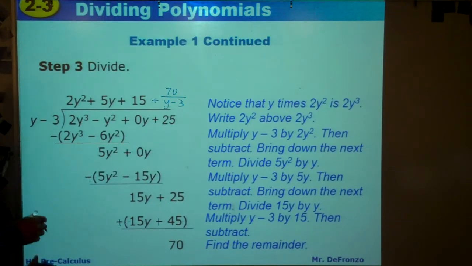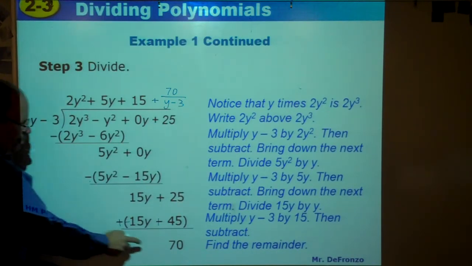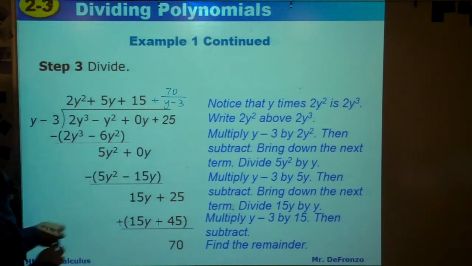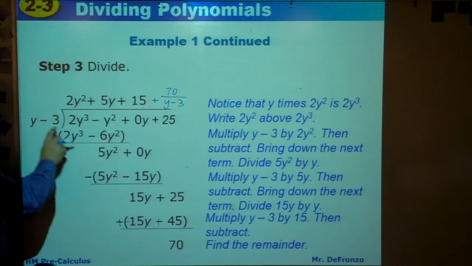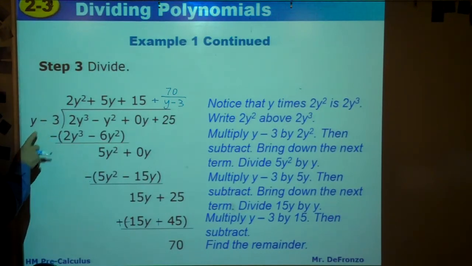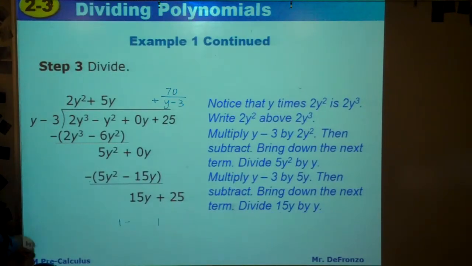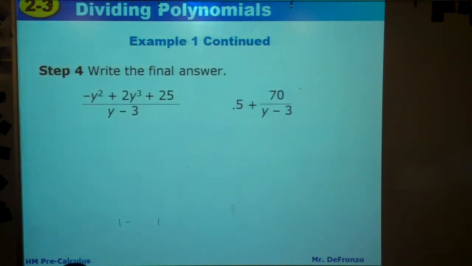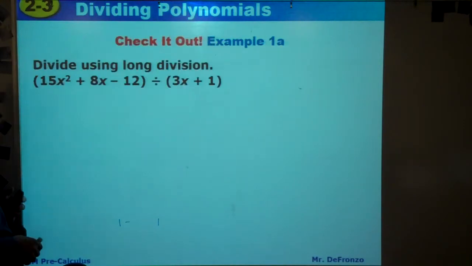Remember, if this was a number, if we were dividing by 3 and we had a remainder of 2, we would have to do plus 2/3, right? We put our remainder over our divisor. Okay, well, moving right along, write the final answer. Now, there you go. 2y squared plus 5y plus 15 plus 70 over x minus 1.